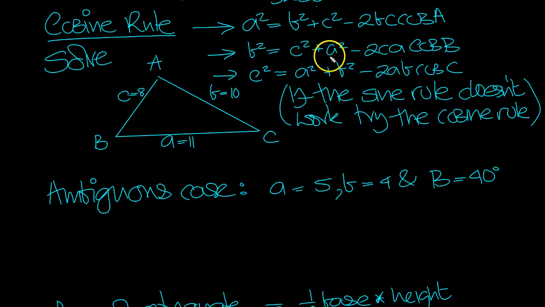So b squared is c squared plus a squared minus 2ca cos b. But normally what we do is, rather than write c squared plus a squared, we generally write that as a squared plus c squared, because it's easier on the eye. And we write ca, generally we write that as ac.